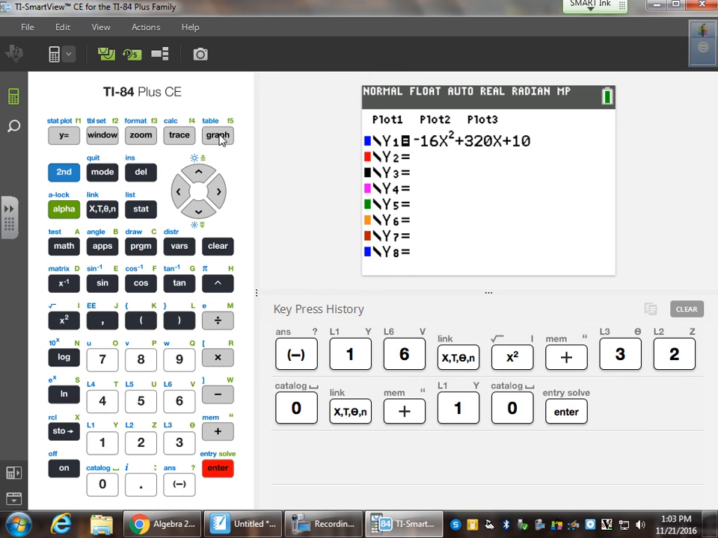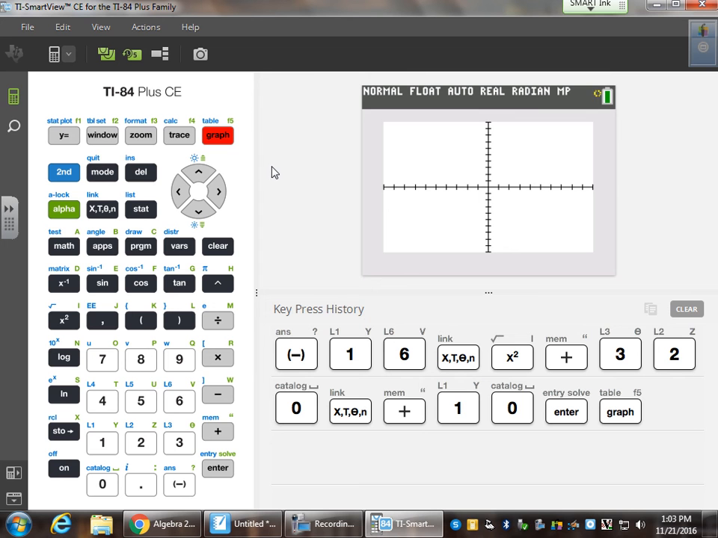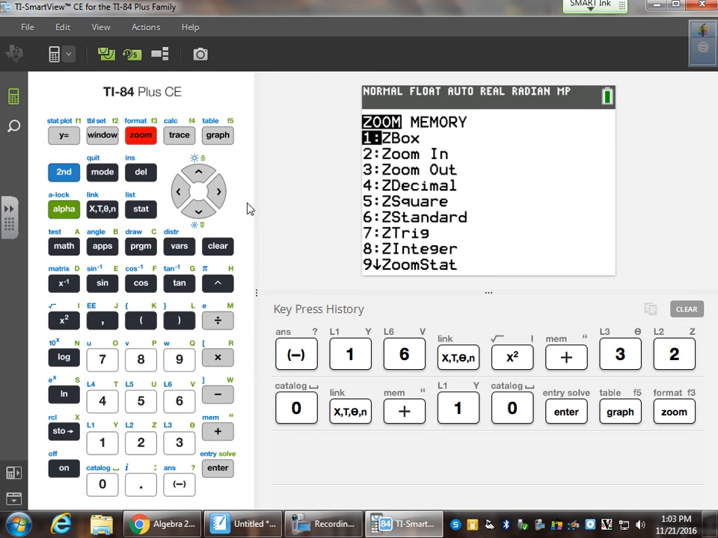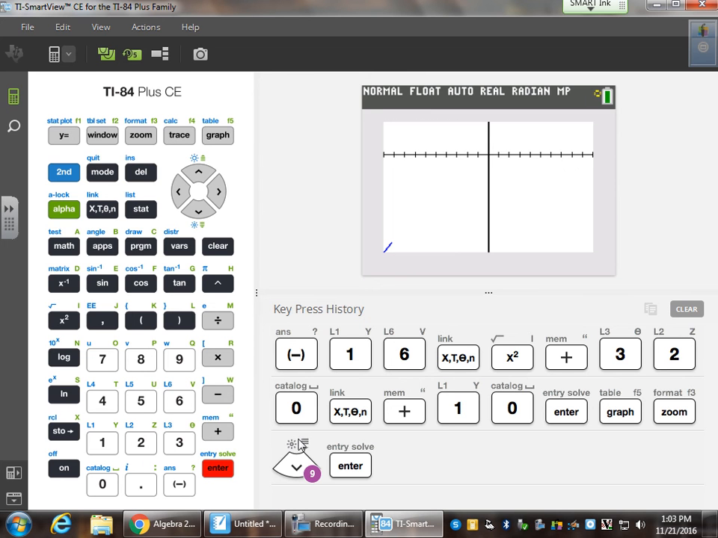When we initially hit graph, clearly this window is not going to work for me. So if we hit zoom, and if you use your arrows to scroll down, you'll come to something that says zoom fit. From now on, we could actually just hit 0 to get zoom fit, but I already scrolled down to it. So once this is highlighted, I'll hit enter. And it's not really working for me too well. I really am only interested in this real world part of the graph.